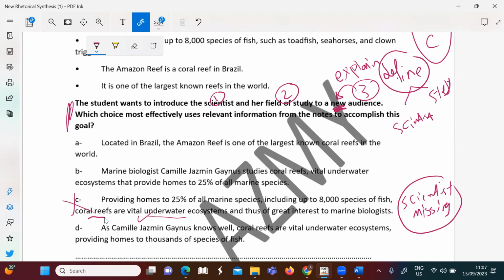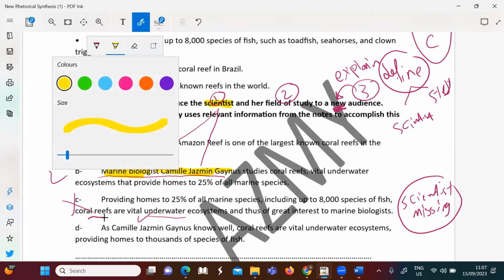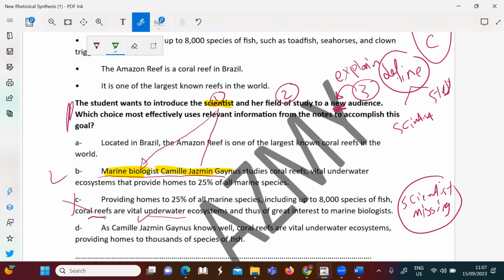Okay, go to B. Look. Marine biologist Camille Jasmine studies coral reefs. Okay, this is the what? Scientist. How did I define him? By mentioning the marine biologist, his field of study. Yes, this is his title. Okay. Studies what? Coral reefs. Yes, that's the scientist. I introduced the scientist. Number 2, the field of what? Coral reefs. Field of study.